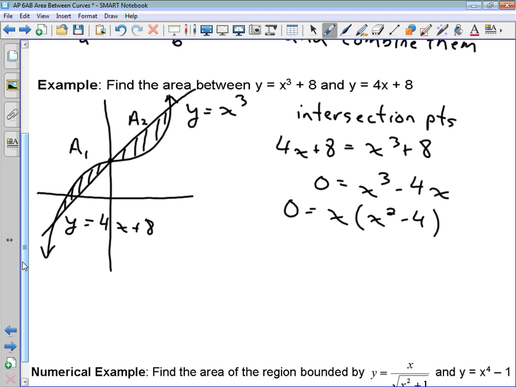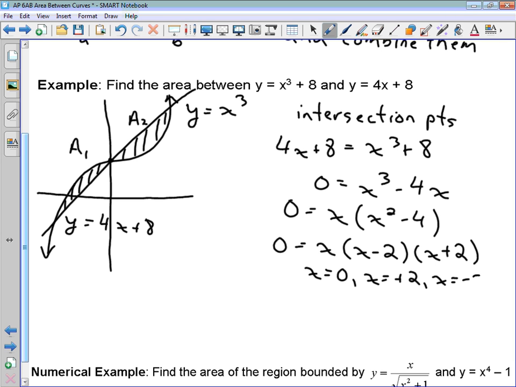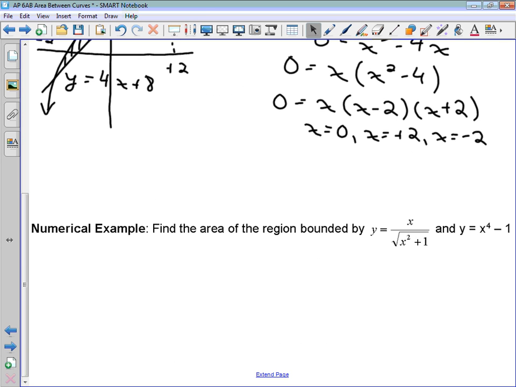We can factor yet again: 0 equals x times (x minus 2)(x plus 2). That gets us our three solutions: x equals 0, x equals positive 2, and x equals negative 2, which matches up with what we see on our diagram. We can add those in now: negative 2 over here and positive 2 over here.